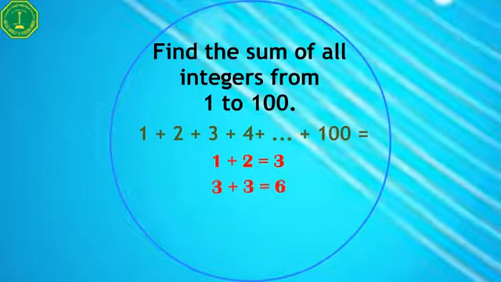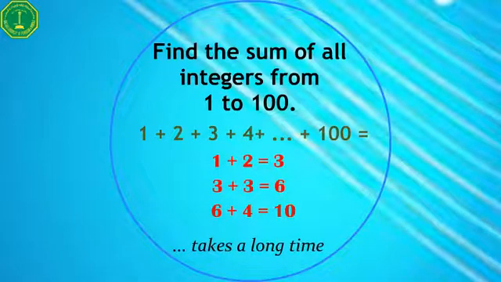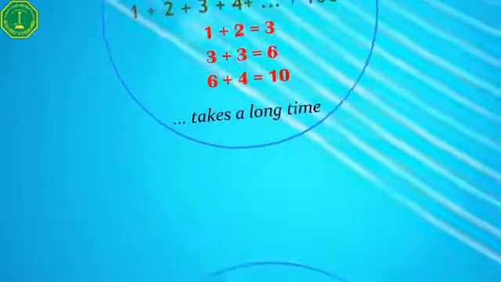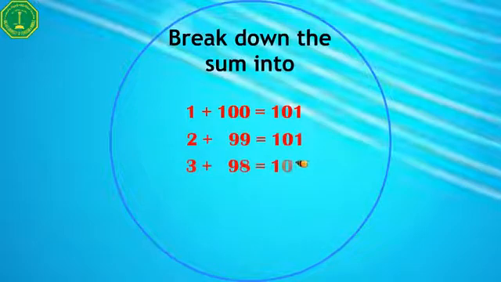If we add the numbers sequentially, such as 1 plus 2 equals 3, 3 plus 3 equals 6, 6 plus 4 equals 10, this is going to take a very long time, and it is really hard to keep track of it in our head. The best way to attack that problem is to break down the sum into smaller and easy addition. 1 plus 100 equals 101, 2 plus 99 equals 101, 3 plus 98 equals 101, and so forth, until the last addition, 50 plus 51 equals 101.